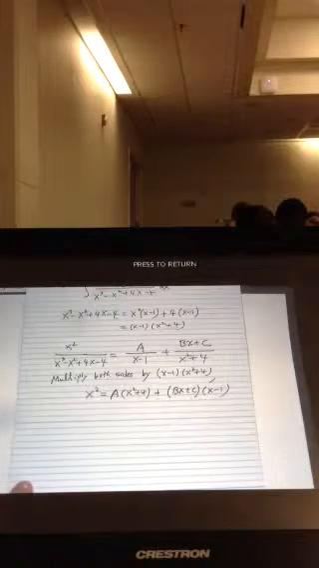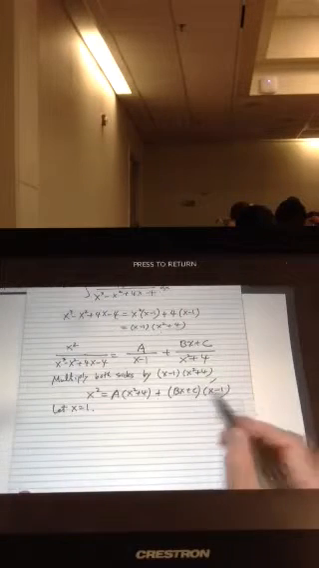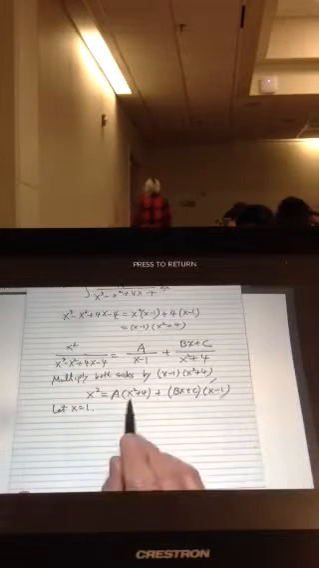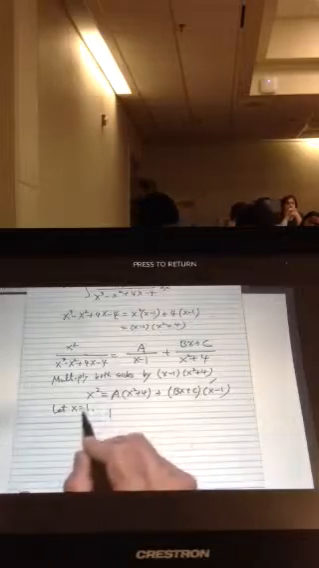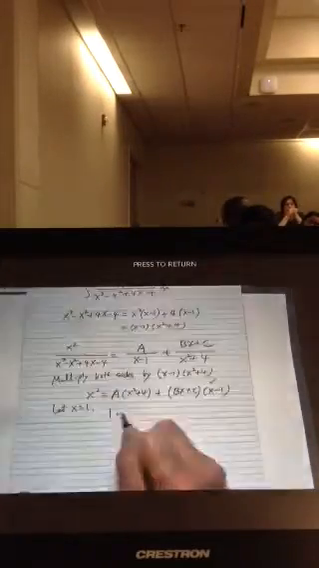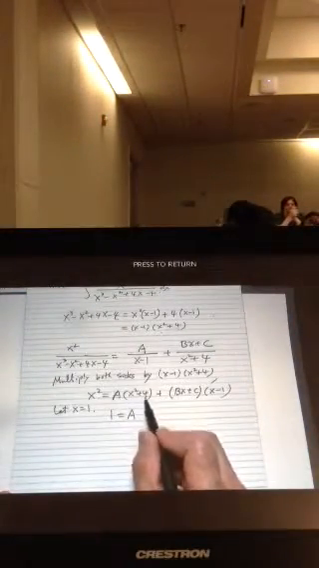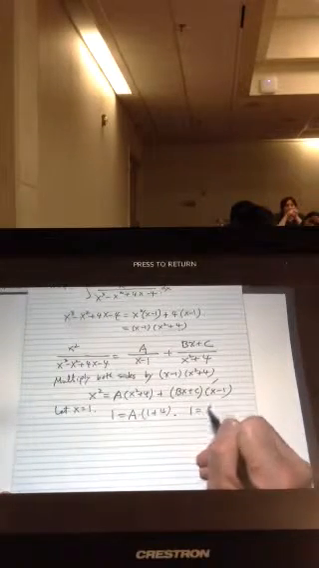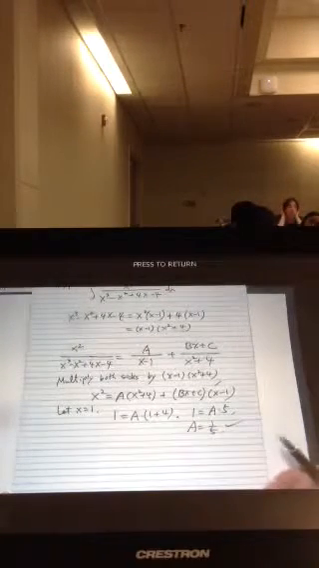And how do I do it? If I let x be 1, this term drops out because 1 minus 1 is 0. So this term is out. Only this one is left. Right? So I can find out what A is. So if x is 1, that's 1 equals A times (1 plus 4), which is 5, right? So 1 equals A times 5. So A is 1/5. Okay?